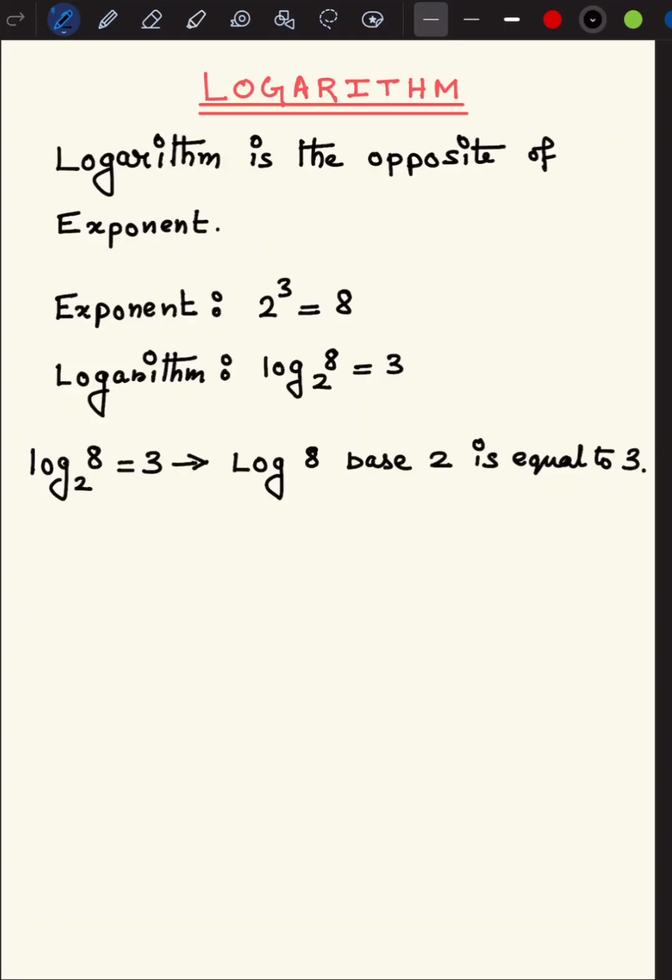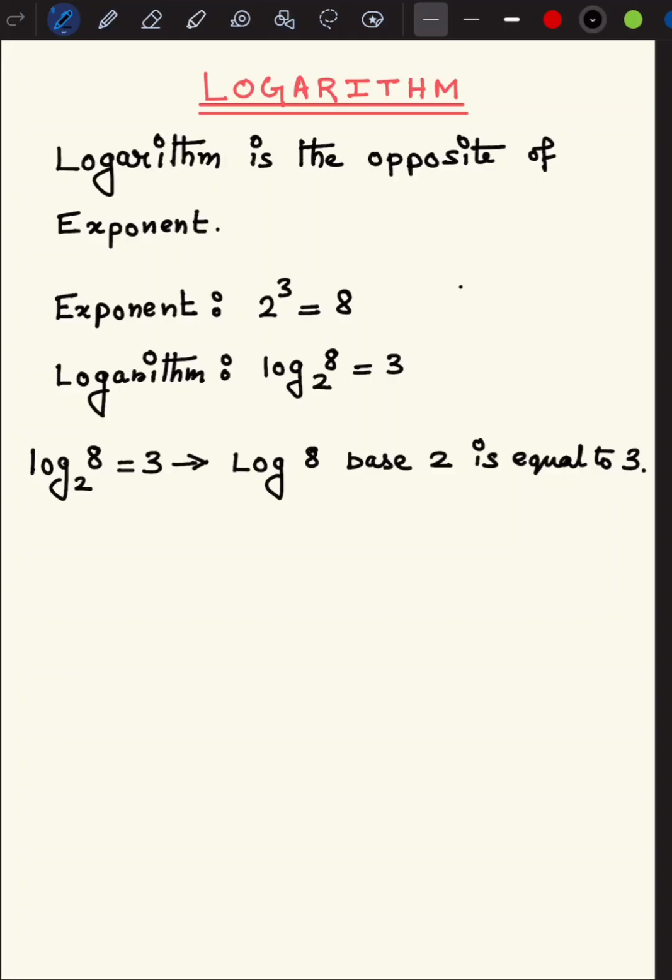Logarithm is what? Logarithm is the opposite of exponent. So we write exponent as, let's take an example: 2 cube equals 8. This is an example of exponent. So in logarithm terms, we can write this as log 8 base 2 is equal to 3.